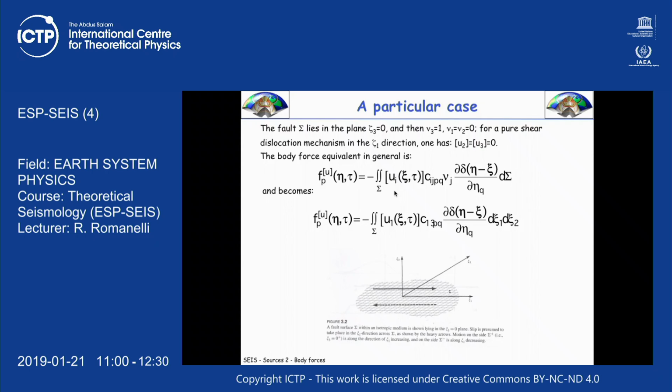Now, this is the general case. This is the vector corresponding to a shear dislocation U on a given fault plane. This is the discontinuity field in terms of slip. This is for a very general elastic system, could also be anisotropic. This is nu, and these are the spatial derivatives of deltas that give directions. And that's the fault plane.